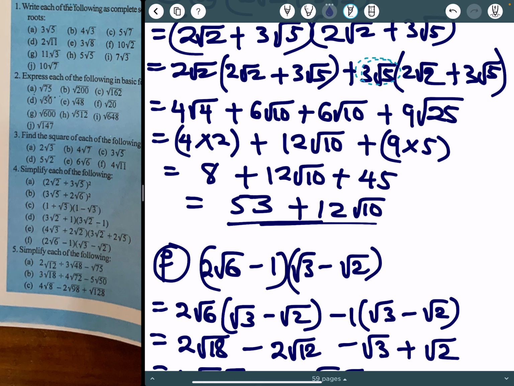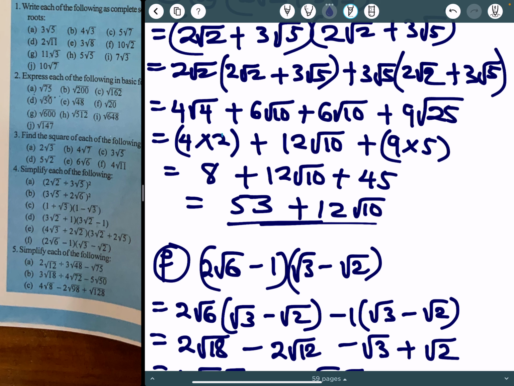It's the same thing here. 3 root 5 times 2 root 2. I'll do 3 times 2 first, get 6. Then, root 5 times root 2 gives me root 10. Also, I'll do 3 times 3, 9. Then root 5 times root 5 gives me root 25. So that's that step.